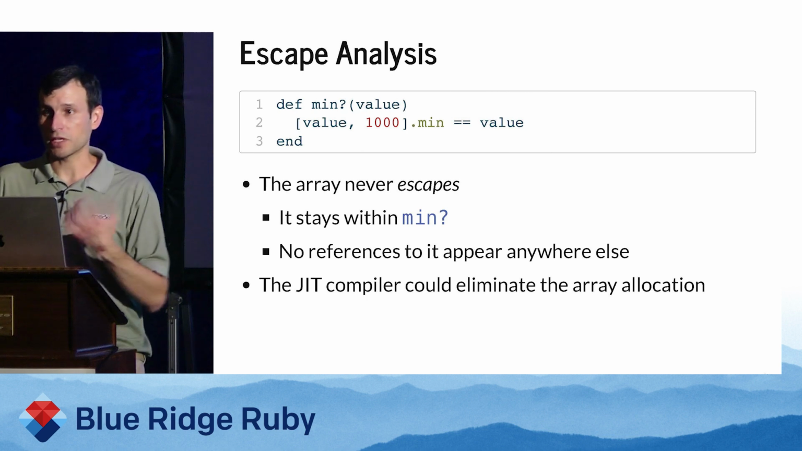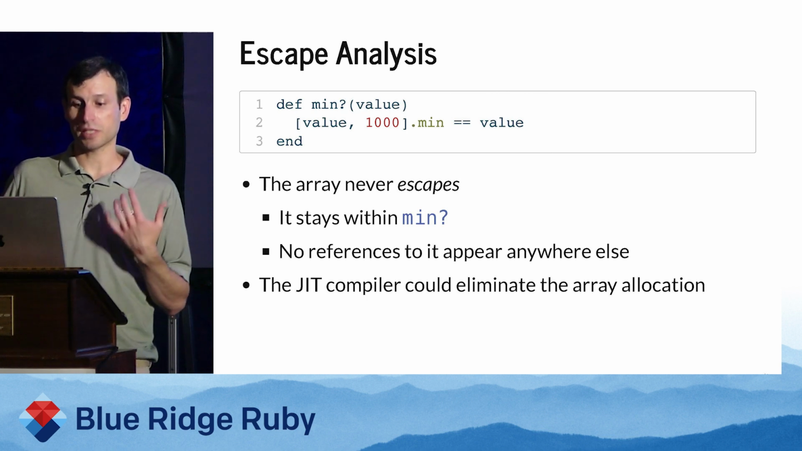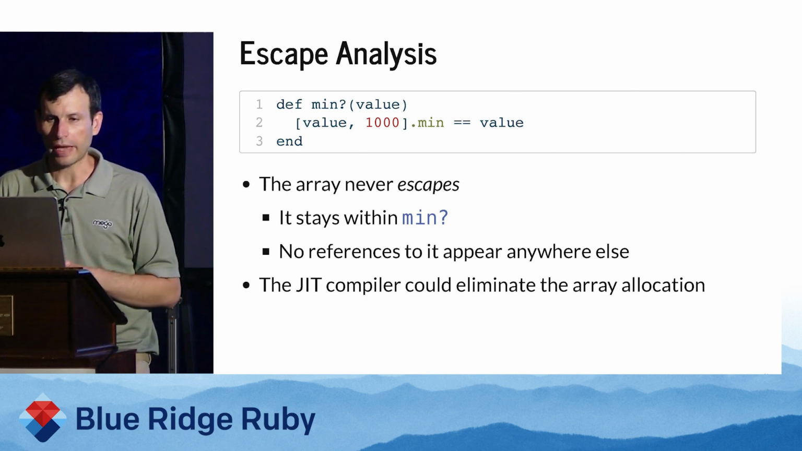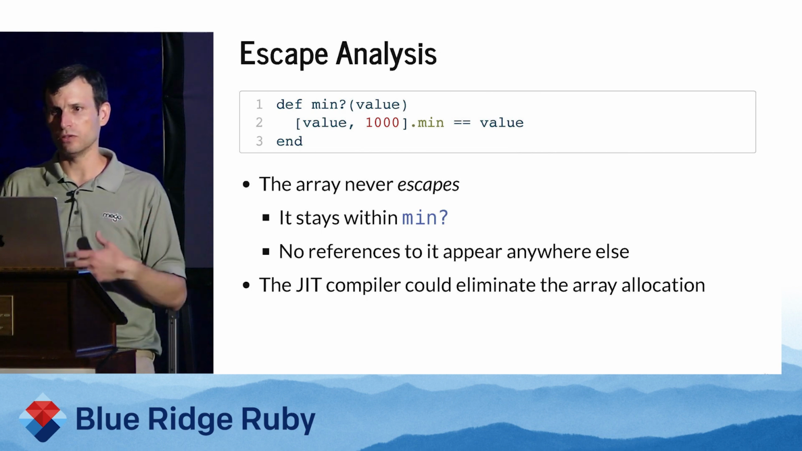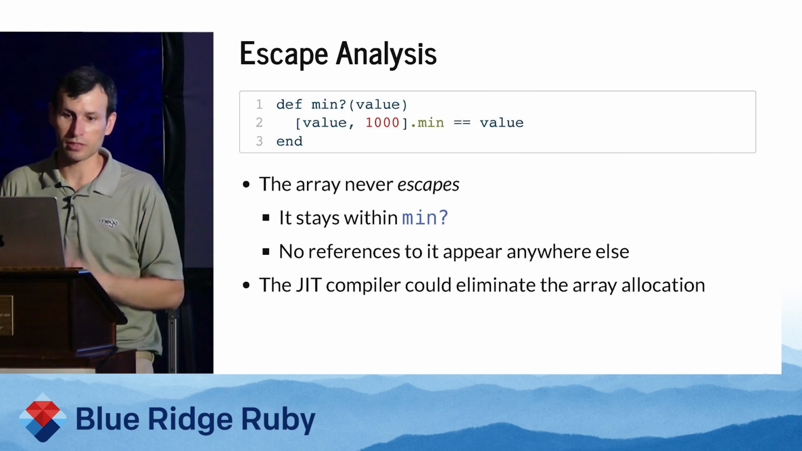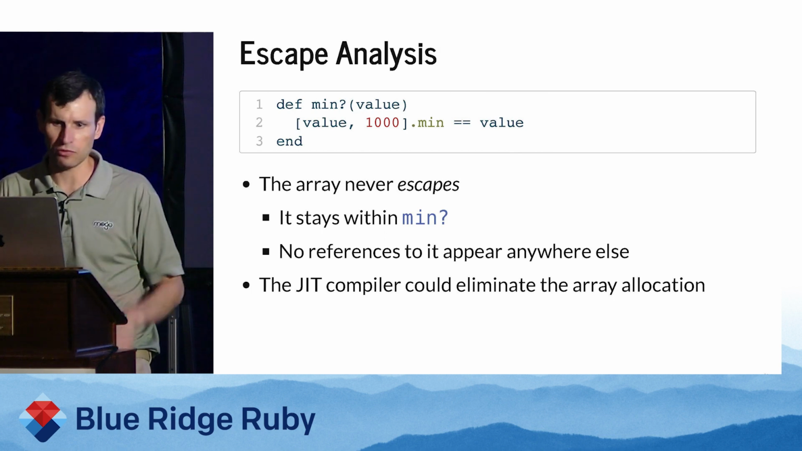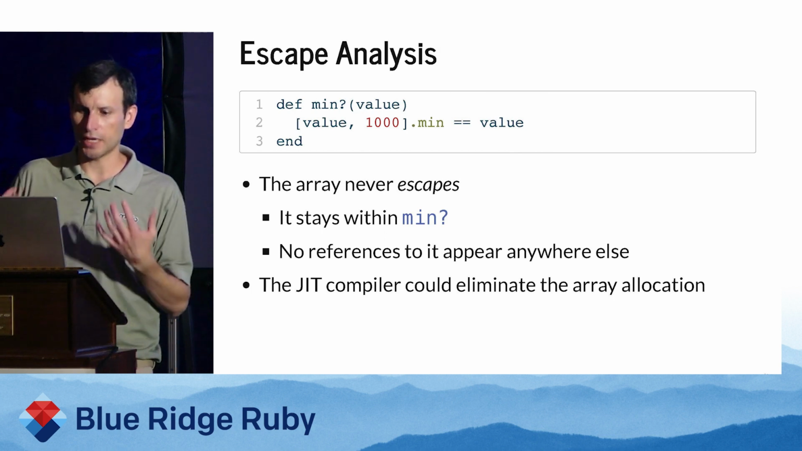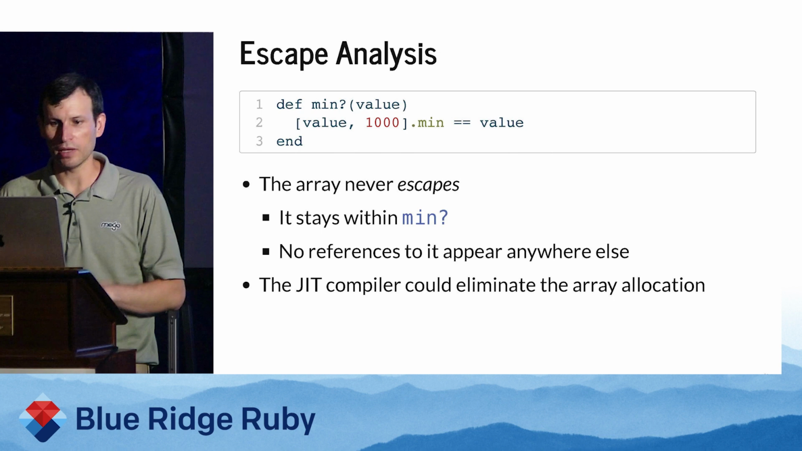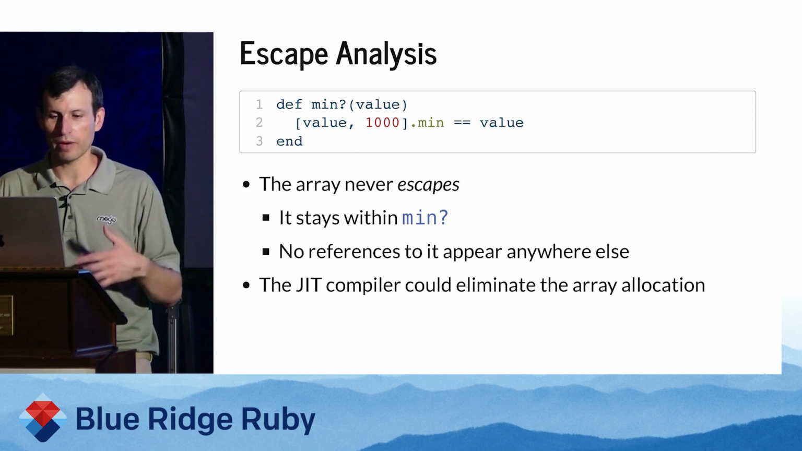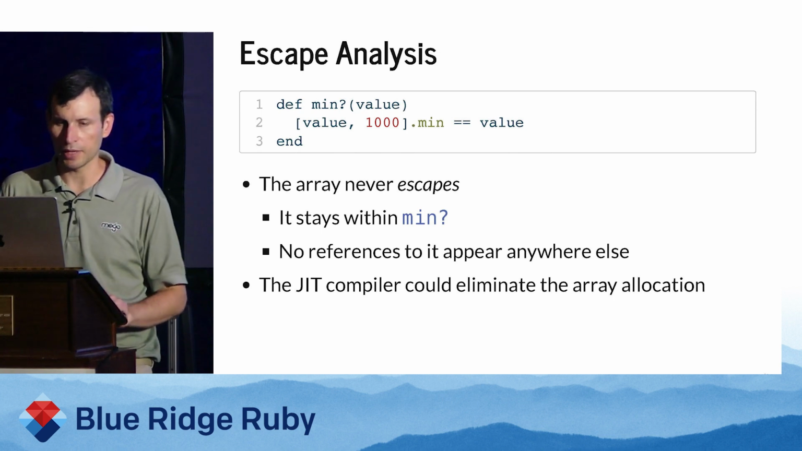Another cool little optimization that JIT compilers can do for us is something called escape analysis. It's kind of convenient in Ruby to use array literals for some things. So here we want to check if a value is the minimum. It's kind of contrived, but I've seen quite a bit, to get the min value, create this array, and then call min on it.